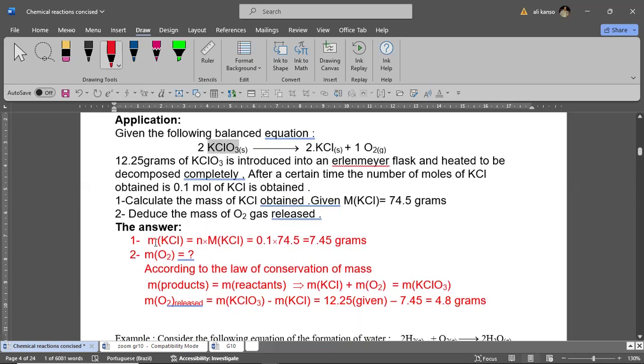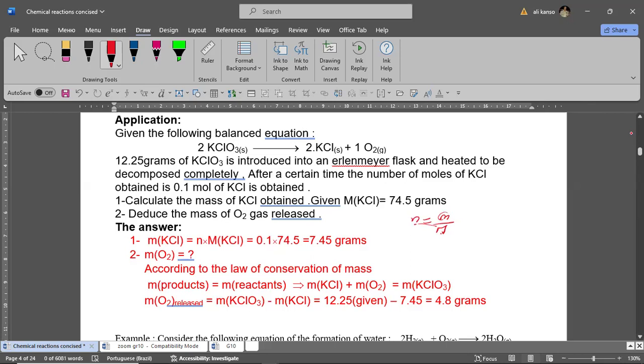Of course, as you know, the number of moles is always equal to mass over molar mass. If you are given the number of moles and the molar mass, how can you get the mass? We must cross multiply: number of moles times molar mass. 0.1 times 74.5, we get 7.45 gram. Okay, next.